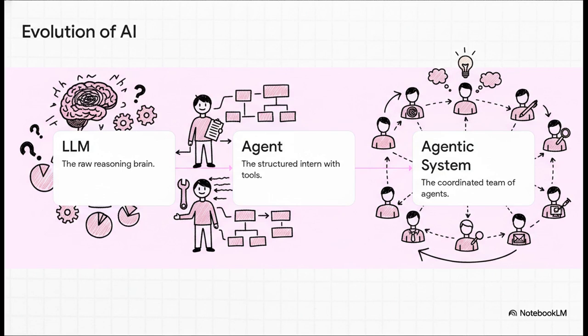Now, what's really interesting is how we get there. I like to think of it in 3 steps. First, you've just got the LLM itself. That's the raw brain. Then, you wrap some structure around it to create an agent. Think of this like a really capable intern. But the real magic? That happens when you orchestrate multiple agents into an agentic system. Suddenly, it's not just one intern. You've got a whole coordinated team.